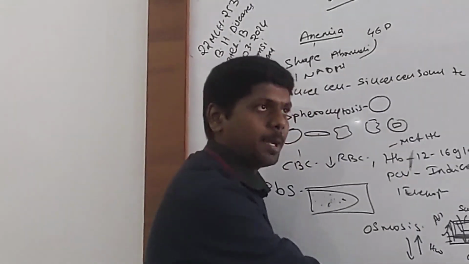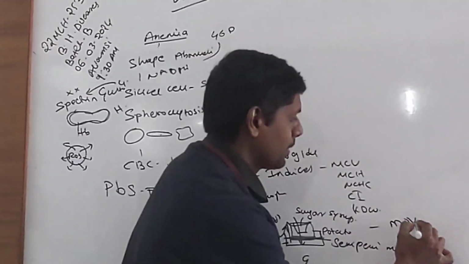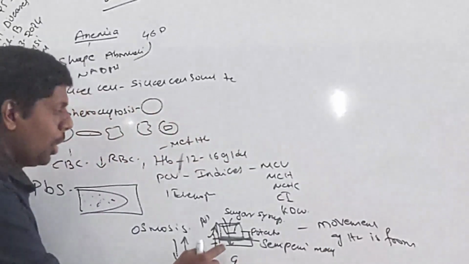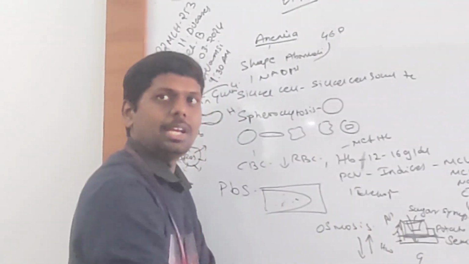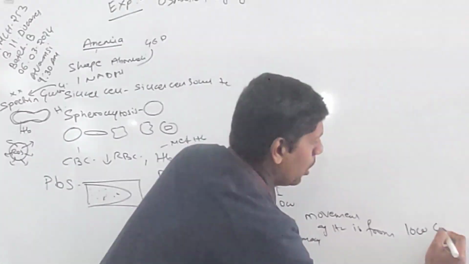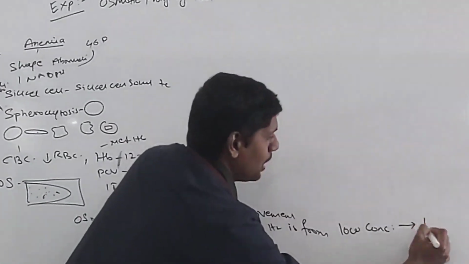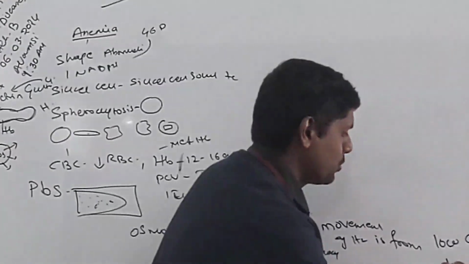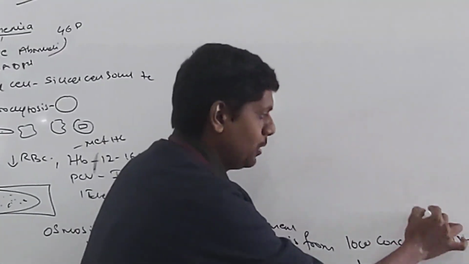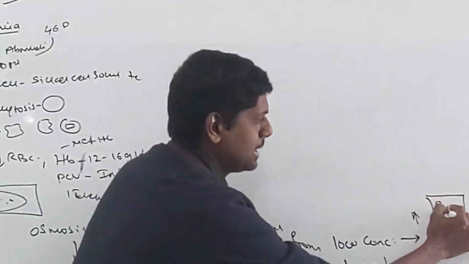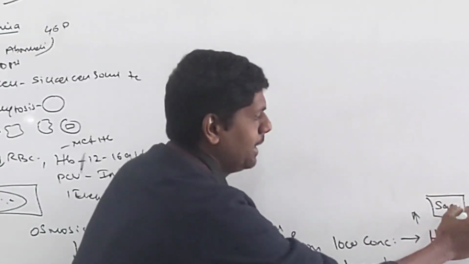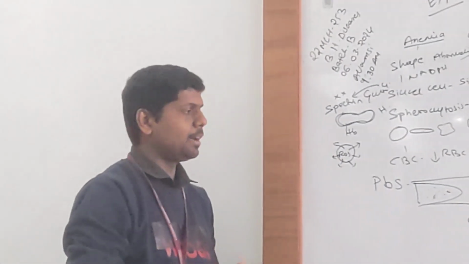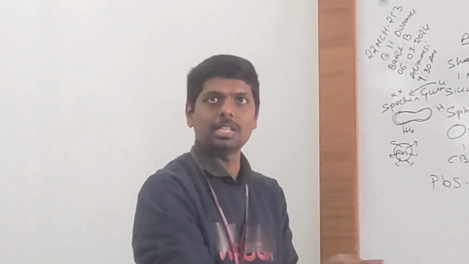The conclusion of this experiment is that the movement of water is from low concentration to high concentration area. Low concentration area to high concentration area. Here the low concentration is our petri dish water, and the movement happened upward, to the sugar syrup in the potato. Is it clear? Why this experiment has importance, I will discuss.